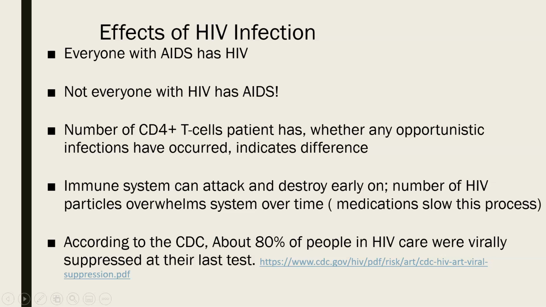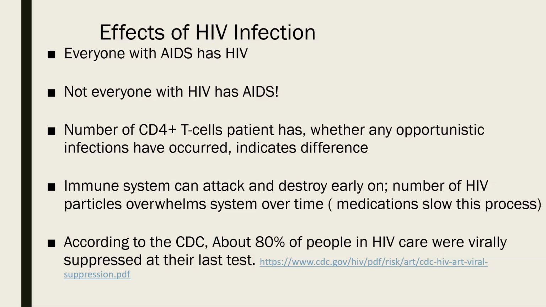Effects of HIV. Everyone with AIDS has HIV. Not everyone with HIV has AIDS. The number of CD4 plus T cells the patient has, and whether any opportunistic infections have occurred, indicates the difference. Immune cells can attack and destroy early on. The number of HIV particles overwhelms the system over time. The thing is that medication can slow this process.